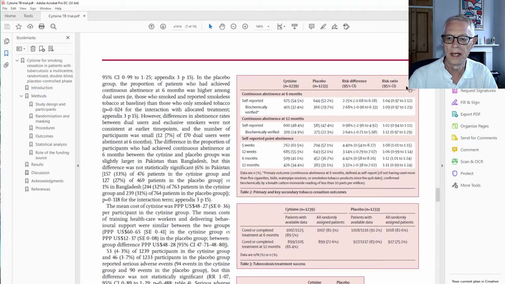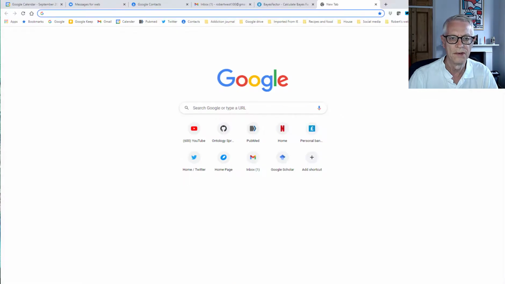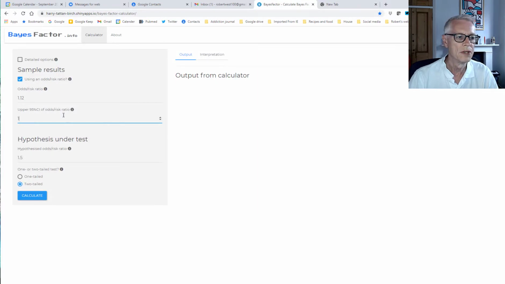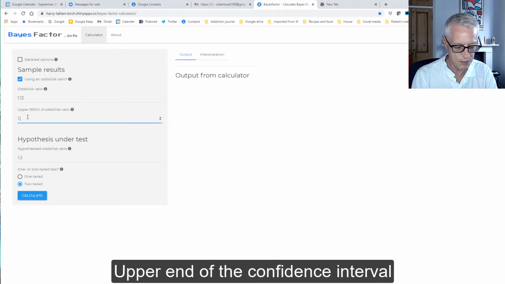But okay, let's go back to the bayesfactor.info website. So we can just put in the upper confidence interval here, 1.29.